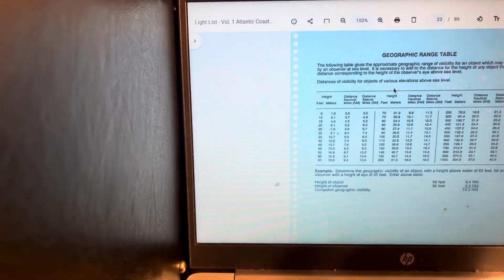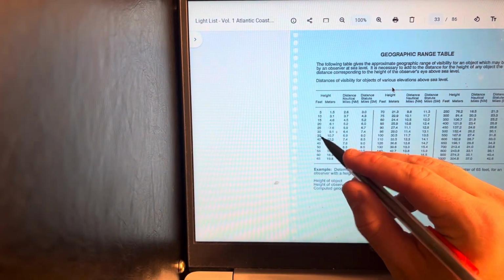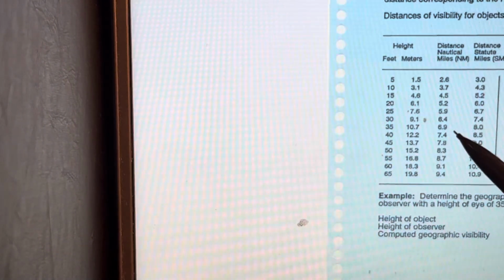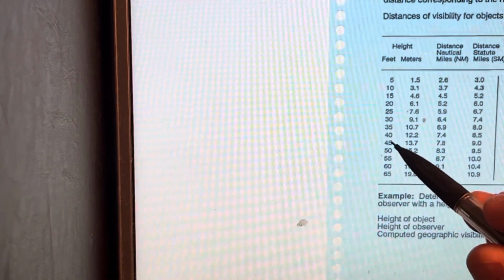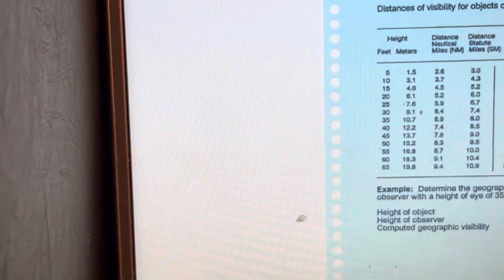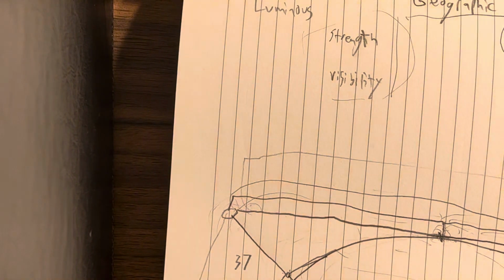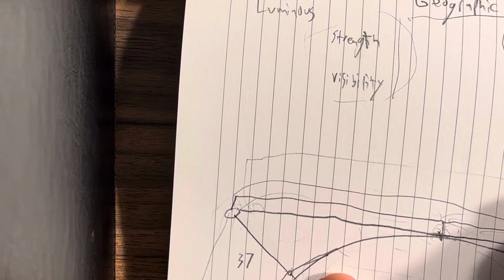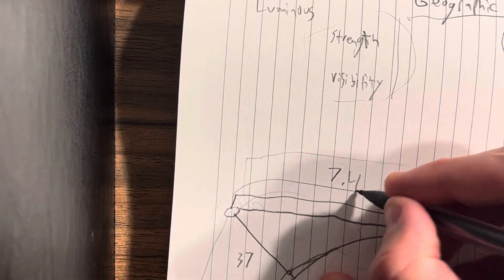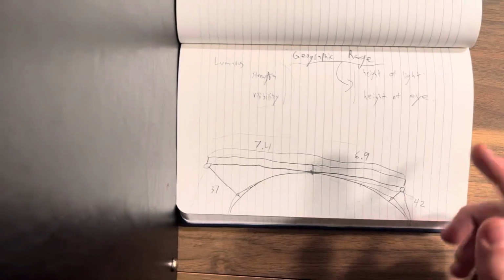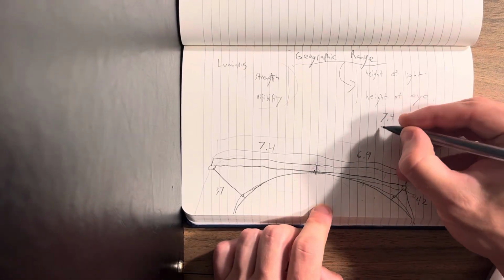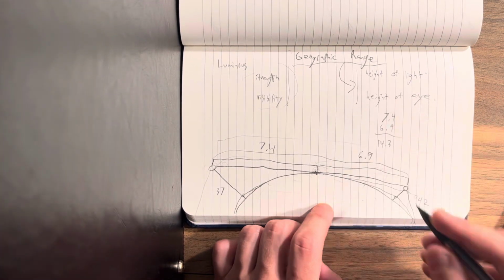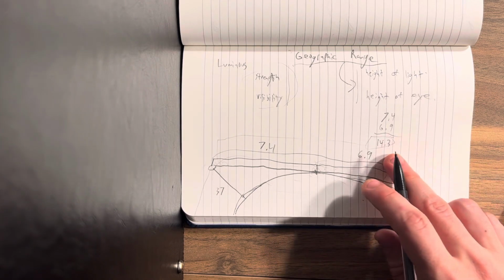So you come here and you look, something with a height of eye of 35 feet has a range of 6.9 miles, and something with 40 is 7.4 miles. So you would have 6.9 miles here and 7.4 miles there. Add the two together, you get 14.3. And that right there is the maximum geographic range.